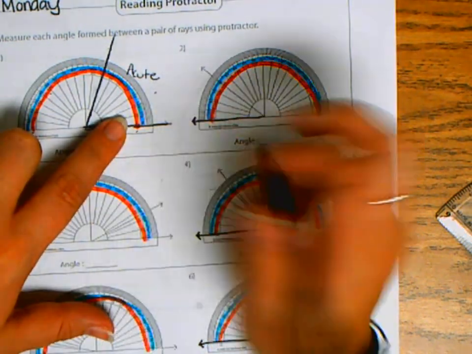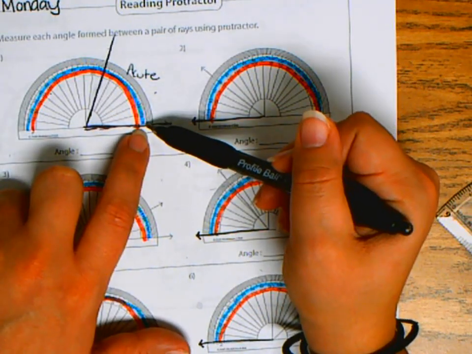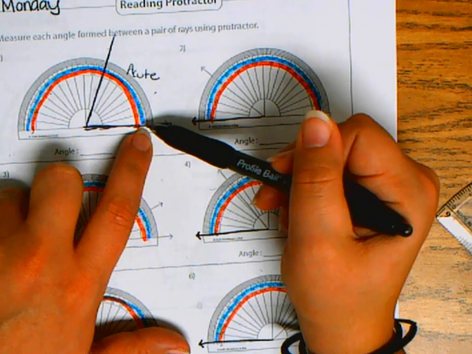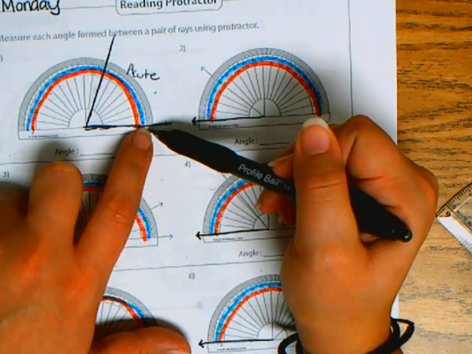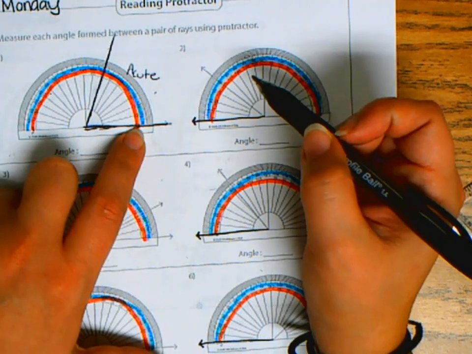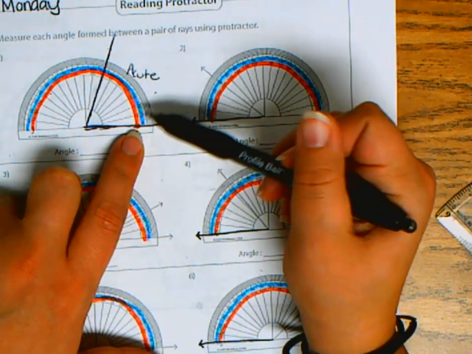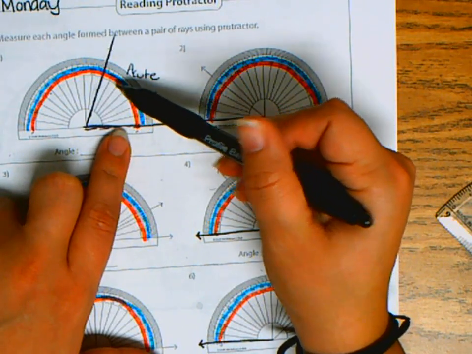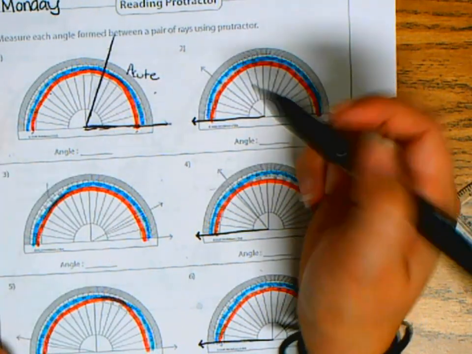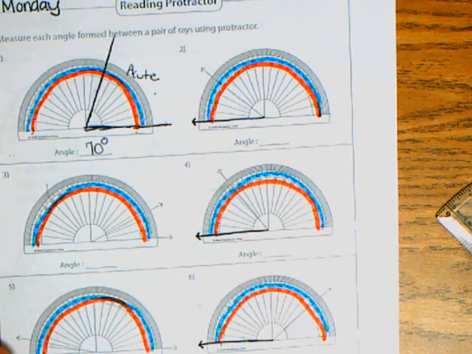So I am going to be using this bottom set of numbers. Because if I try and look over here, the blue group is starting at 180. Well, I'm not starting at 180. I need to start at 0. So I'm using that bottom set or the red set of numbers, which is 10, 20, 30, 40, 50, 60, 70. So this angle measures 70 degrees.